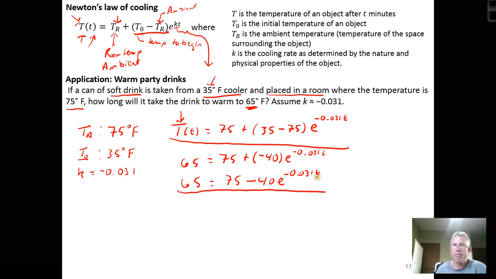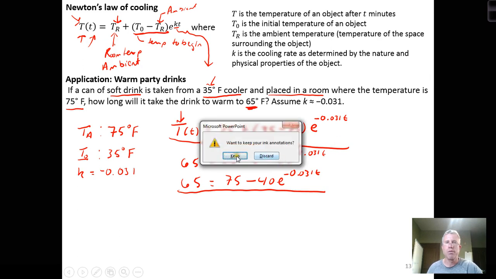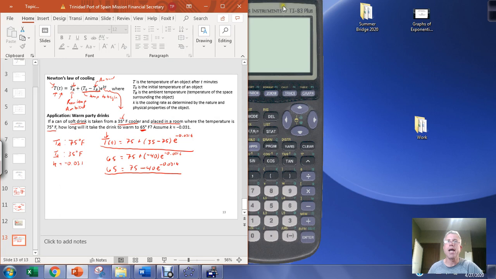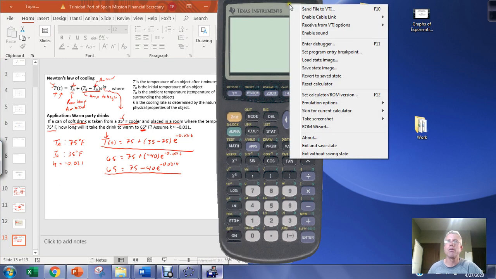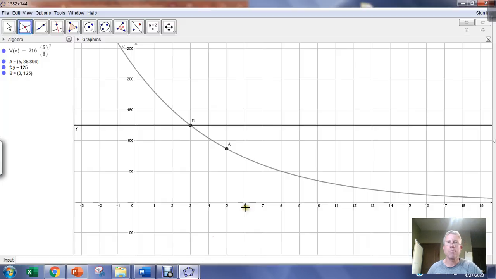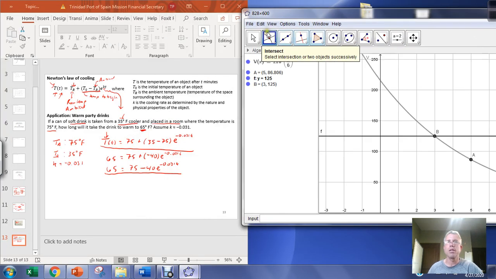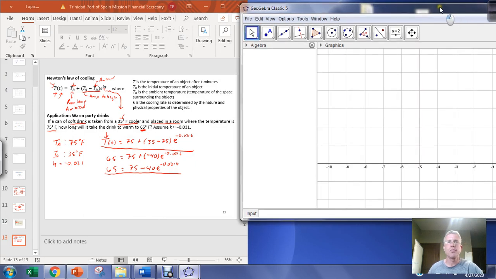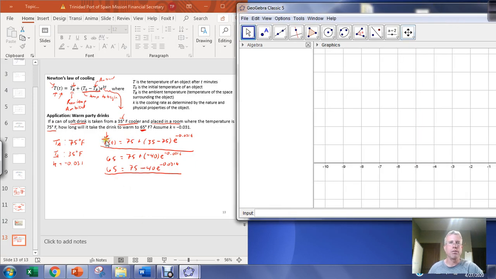We don't know how to get a variable out of an exponent position. Not yet. We will soon, but not today. So we're going to go back to the calculator world, which is the only way we have to do this for right now. I'm gonna exit, bring GeoGebra up, and let's get ourselves a new window, and don't save the last one. So I'm going to type the model in first.